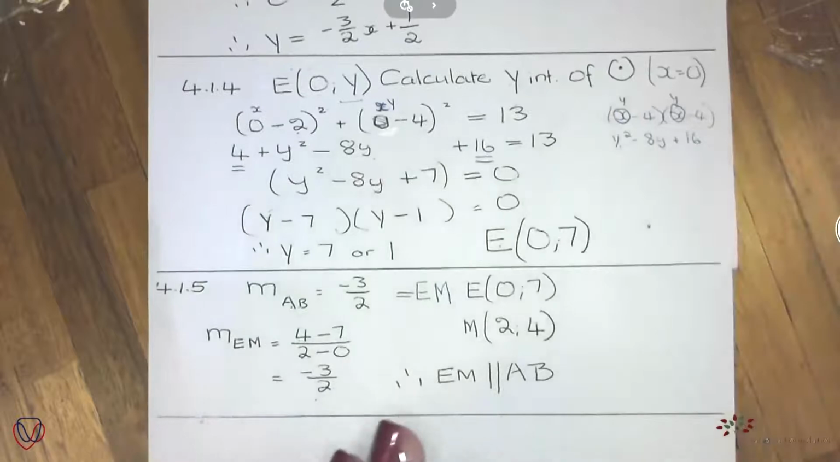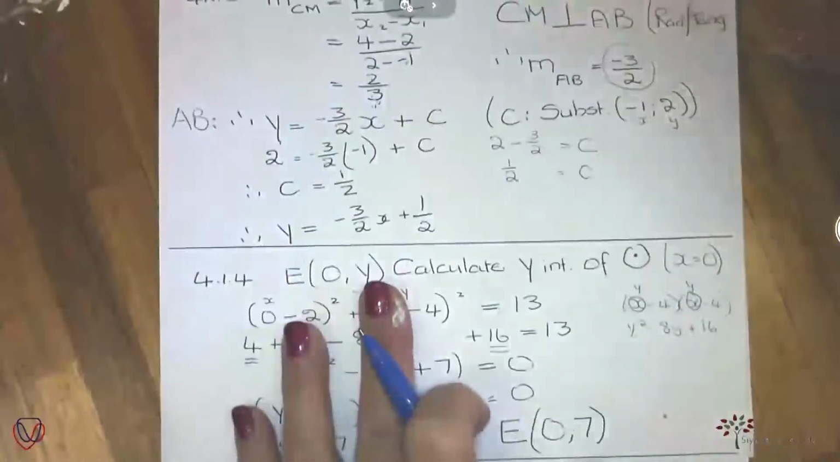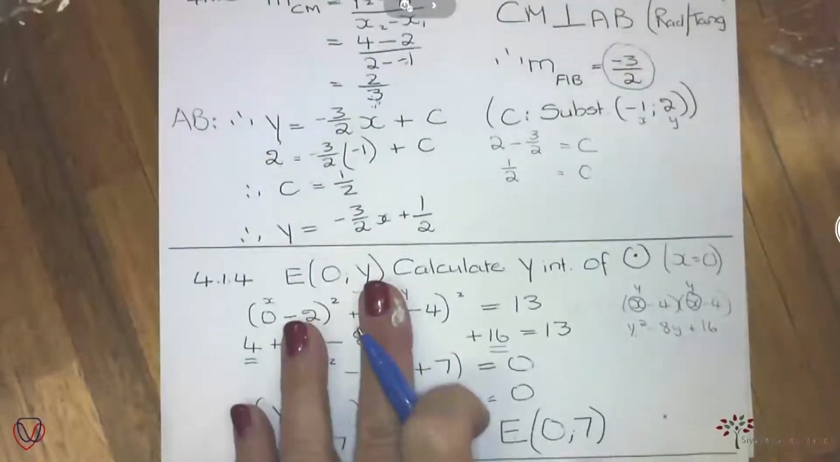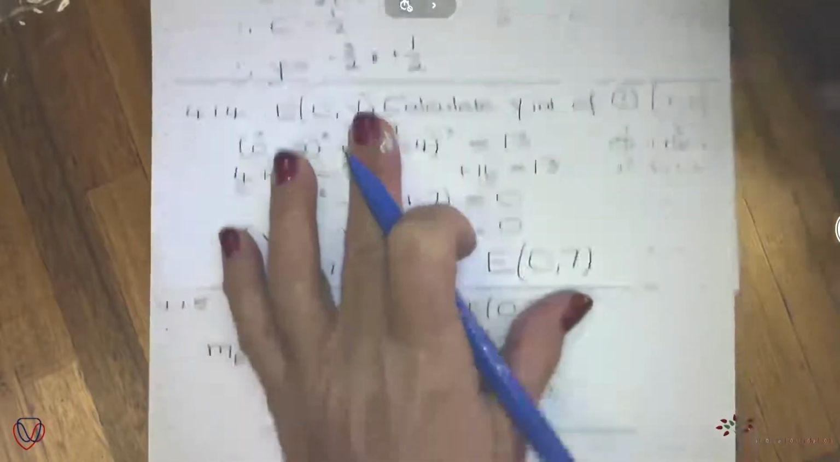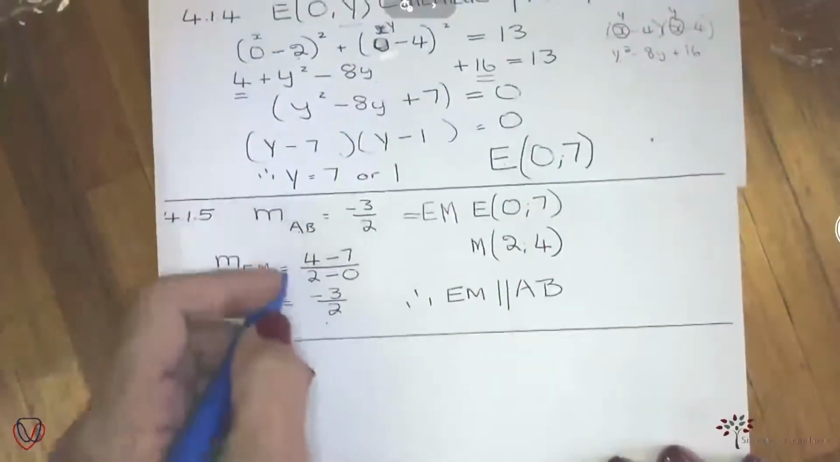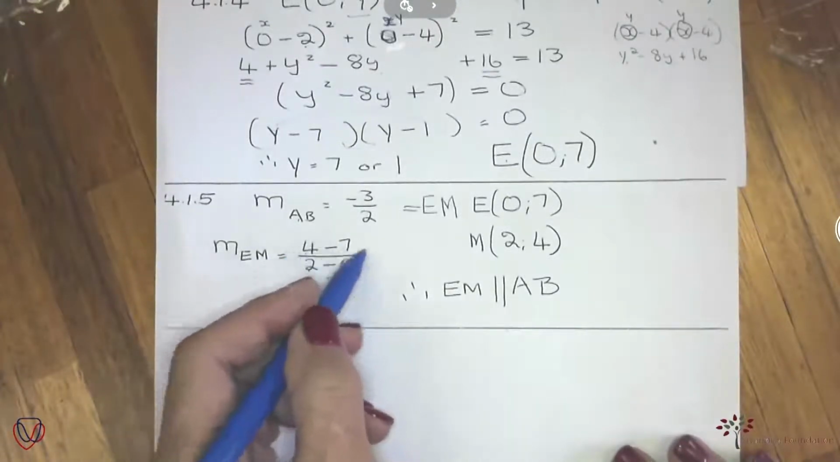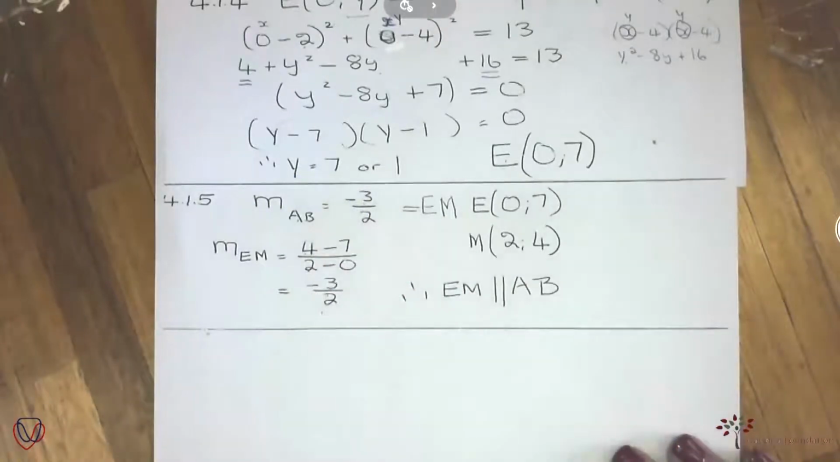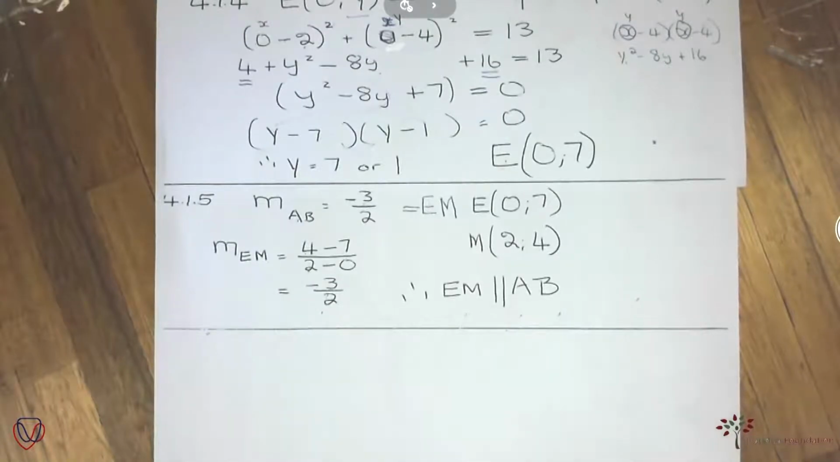Oh, I see. They didn't want the equation of EM. They just wanted us to prove that they are parallel. You see how we can read wrongly? I wanted to find the equation of EM. Okay, they just wanted us to prove that these two are parallel. So the only way that you can do it is to determine the gradient of EM. But the gradient of EM is equal to the gradient of AB, therefore they will be parallel.